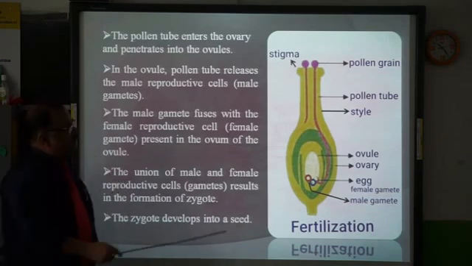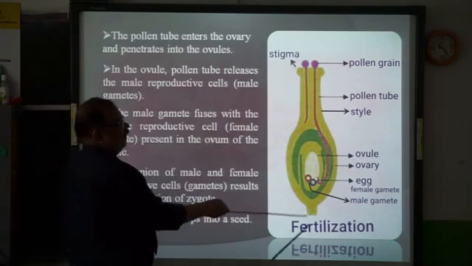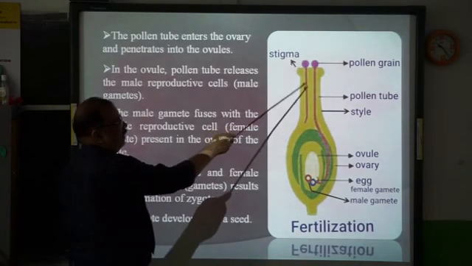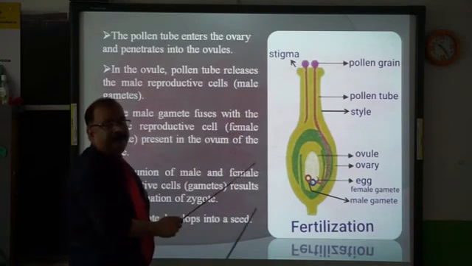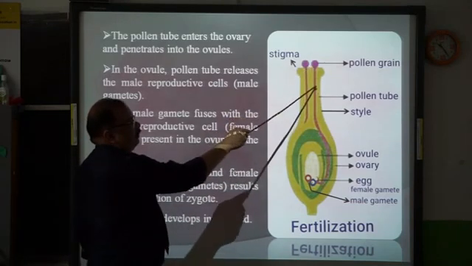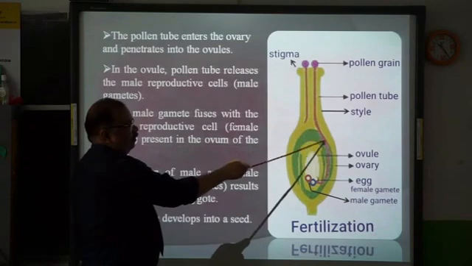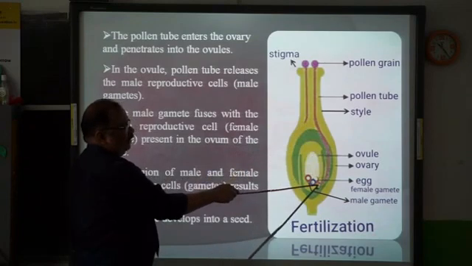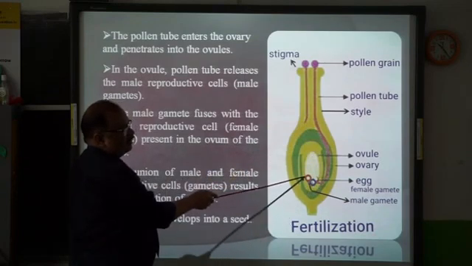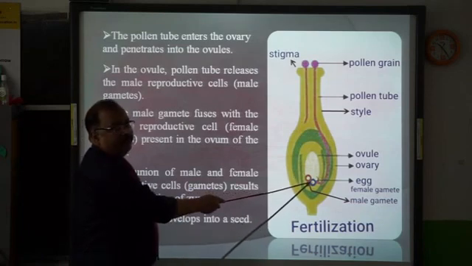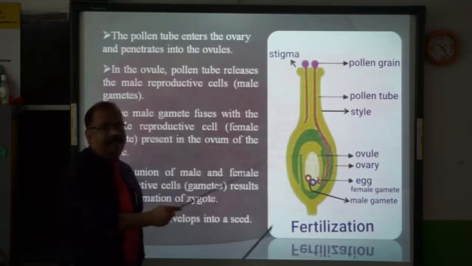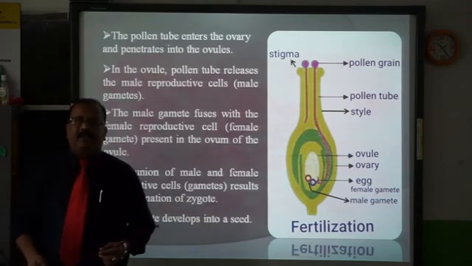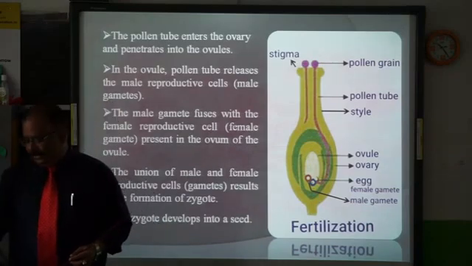Once again we will be doing this. This is the female reproductive part. Stigma, style, ovary. Pollen grains are transferred from the anther. It develops a pollen tube, travels downwards towards the ovary, penetrates, goes in and releases the male gamete. Here already you have got the egg, the female gamete. They combine, they unite and then they give zygote, which ultimately turns into a seed.